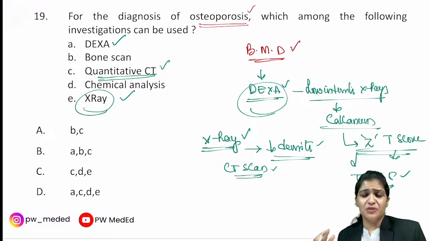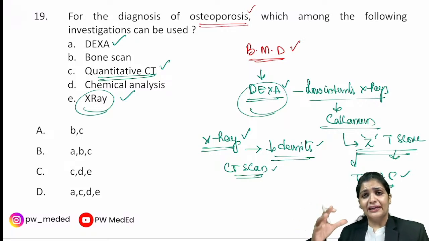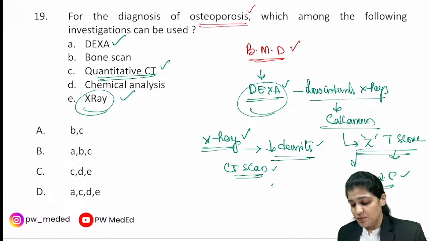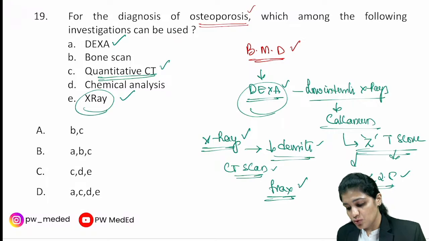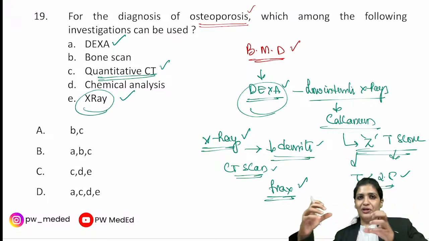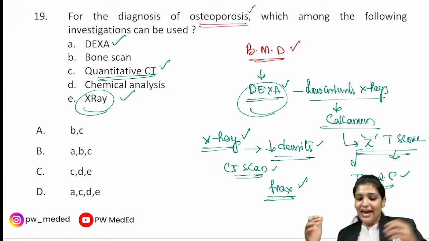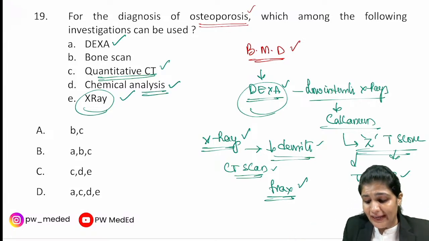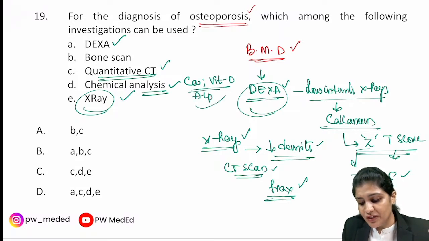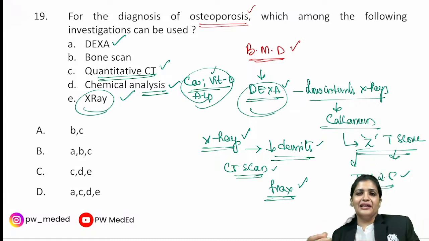There are various tools available which take into account the patient's risk factors and mineral densities, called FRAX. This is the tool which is used, and this is done by your CT scans. So you use the DEXA, your quantitative CT, and then your X-rays, and finally you also use chemical analysis to check the levels of calcium, vitamin D and alkaline phosphatase, all this to work up for secondary osteoporosis.